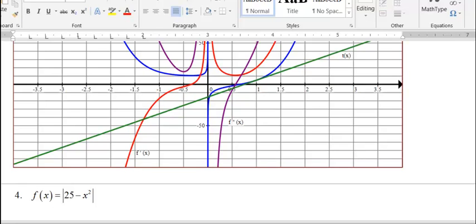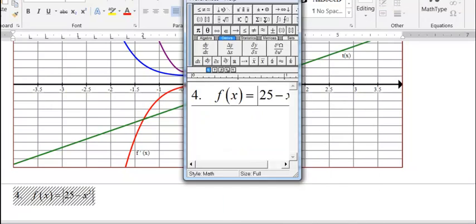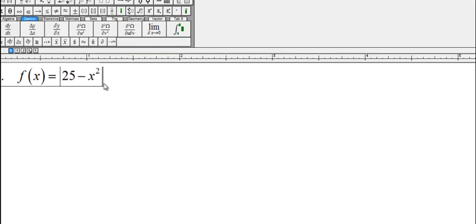Okay, we're ready for our fourth problem in this series. The problem here is 25 minus x squared, and then take the absolute value. So let's try to find a derivative of this one here. Well, the first thing to notice is that 25 minus x squared is actually a piecewise defined function. Well, the absolute value makes it a piecewise defined function.